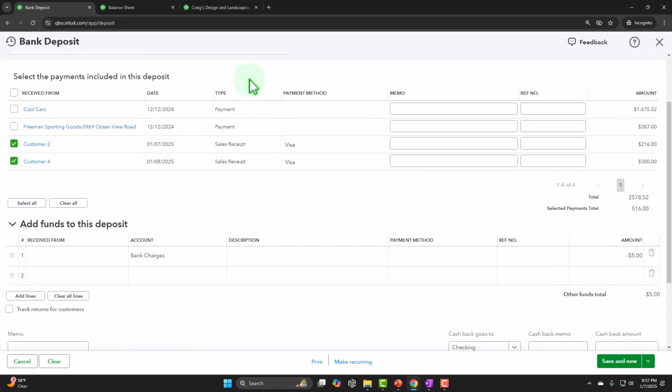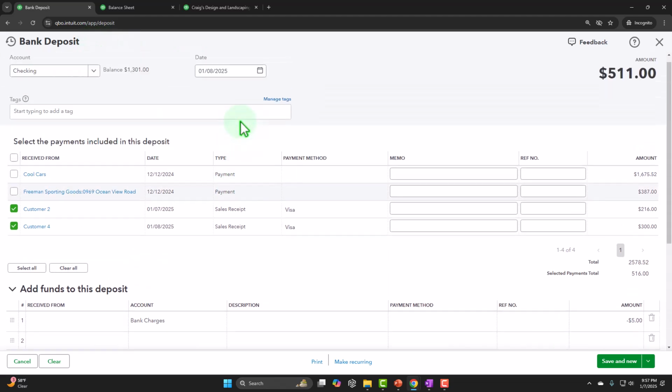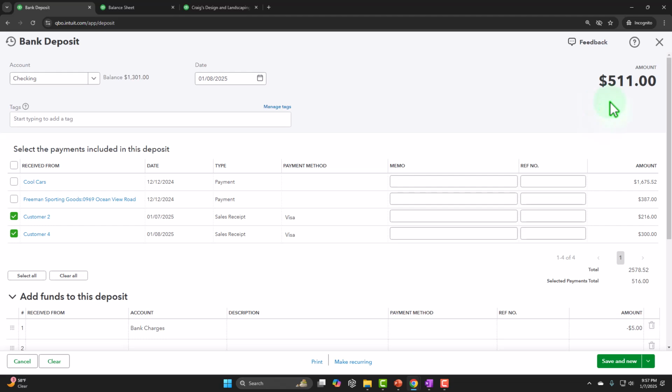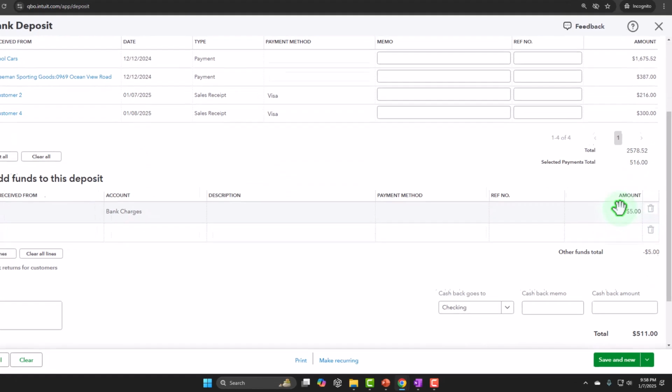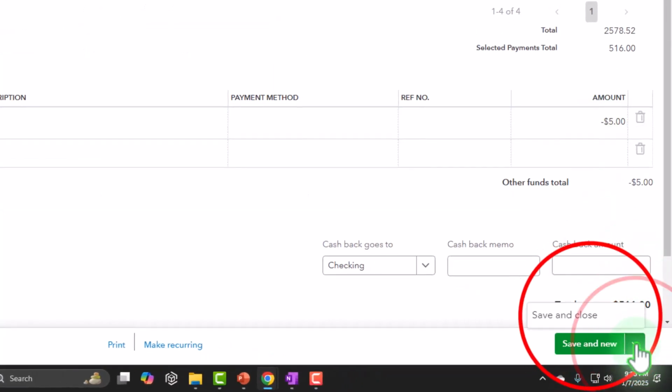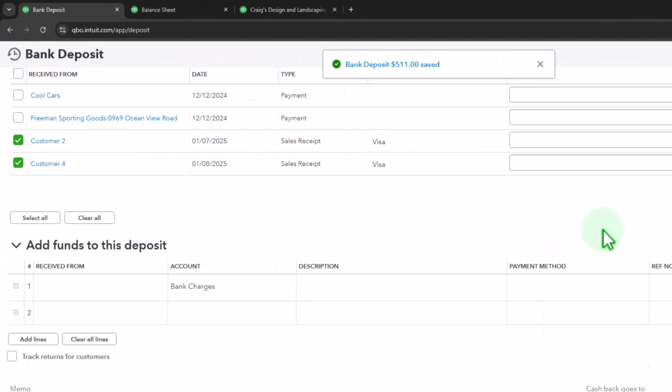So what's this going to do? It's going to have a deposit for the full amount of 511. It's going to decrease the undeposited funds by these two amounts, and then it's going to record the bank service charge of $5. Let's save and close and check that out.